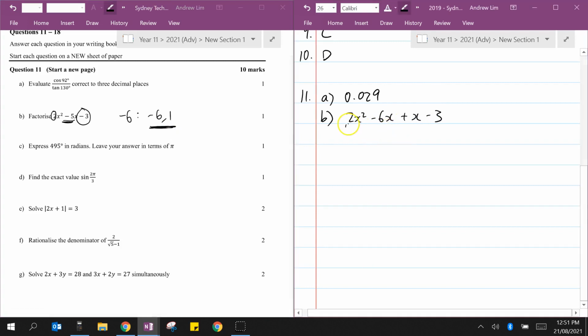Now I can factorize by grouping in pairs. I'll take out a 2x, leaving me with x minus 3 here. Write down my plus sign, and I still have an x minus 3. This now factorizes to x minus 3 times 2x plus 1.